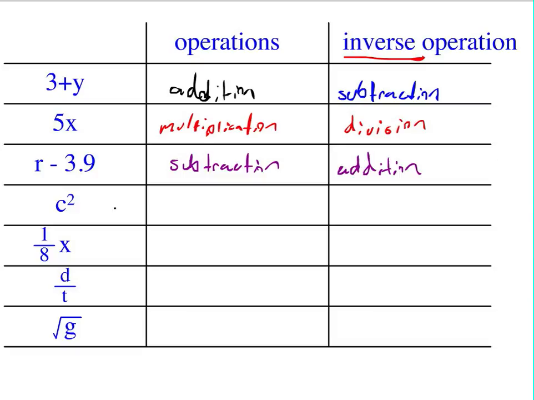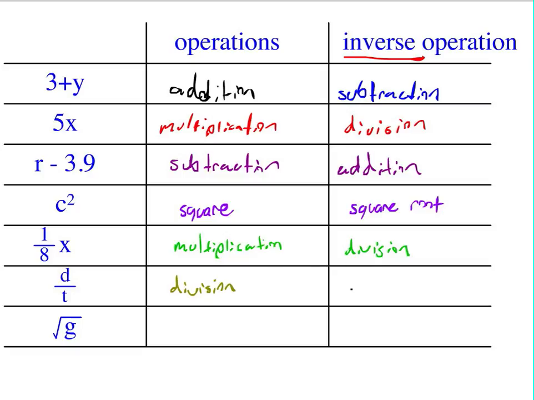Okay, let's keep moving on. Here we have c squared. So the operation here is that we're squaring. Now the inverse operation of a square is the square root. All right, let's do the other ones really quick. Here we have 1 over 8 times x. Here the operation is multiplication. The inverse is division. The next one we have is d over t, which is division, and the inverse is multiplication.